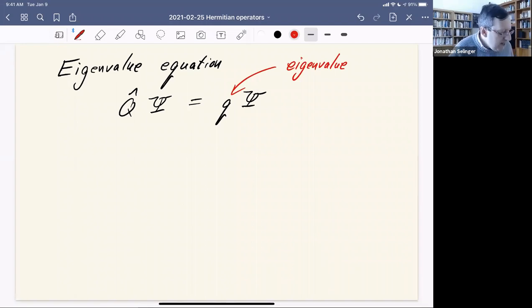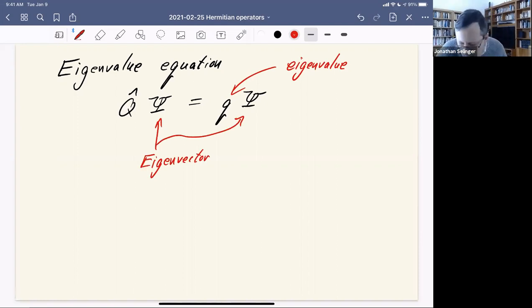Okay. So here, this number, little q, is called an eigenvalue. And this function psi, this is called the eigenvector. You remember that functions correspond to vectors in this Hilbert space concept. And so an eigenvector could also be called an eigenfunction.